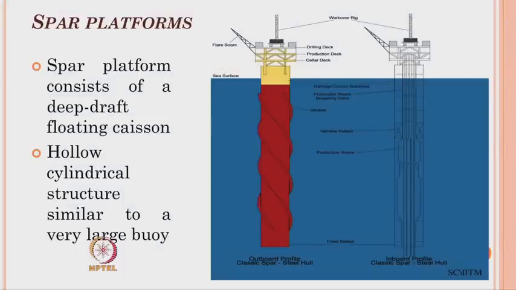The other variety of platform that we see here is the spar platform. A spar platform essentially consists of a deep draft floating caisson, a hollow cylindrical structure which is similar to a large buoy. The caisson can be a cylindrical system, or even a truss based system as you see here. The top side of this platform has similar details to that of a tension leg platform. It has a flare boom, a workover rig, a drilling derrick, a production deck and a cellar deck, and the subsea systems are similar to the top side you see here in a tension leg platform.